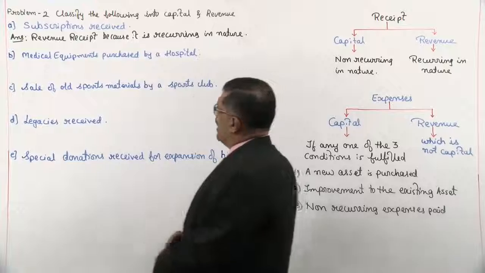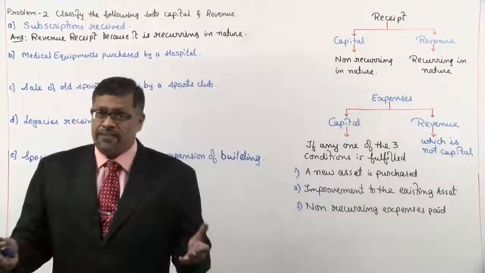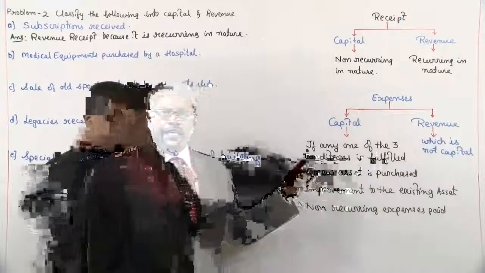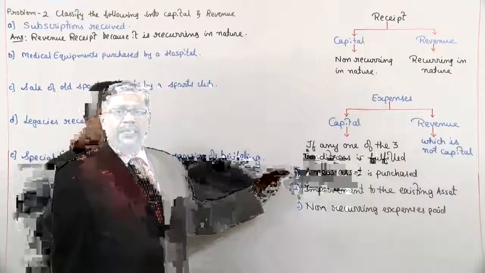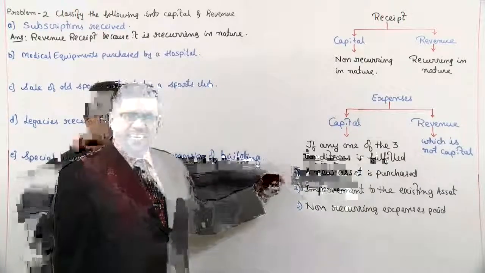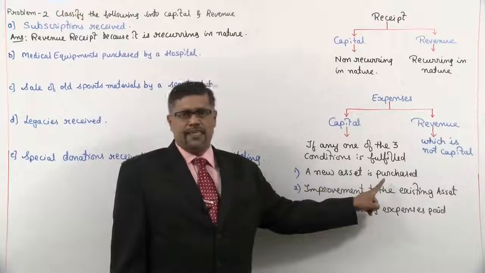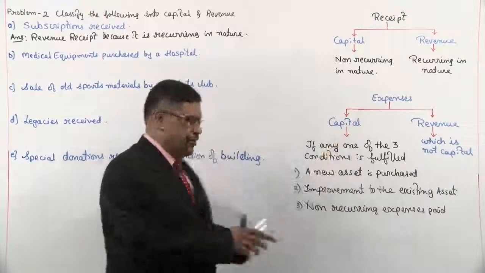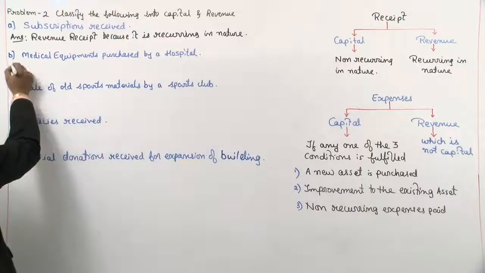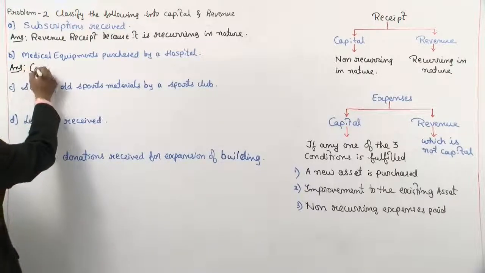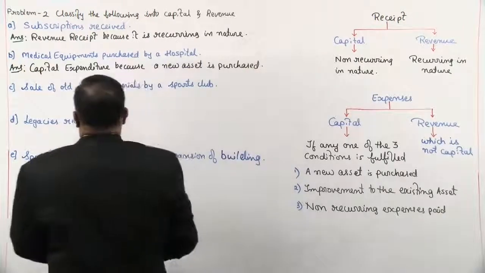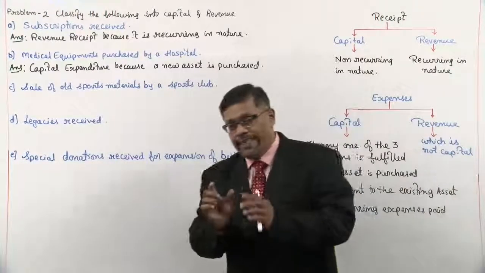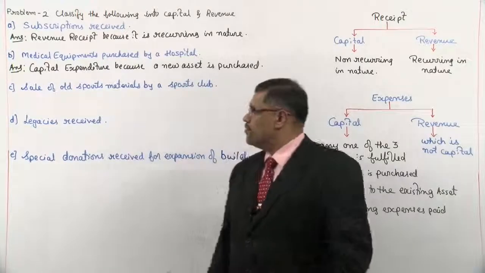Let's take the next one. Medical equipment purchased by a hospital. It's an expenditure. Let's see, is it capital or revenue? Capital if any one of the three conditions is fulfilled. By purchasing the medical equipment, a new asset comes into existence because a new asset is purchased. First condition is fulfilled. So it is called a capital expenditure. Here, the answer. It's a capital expenditure because a new asset is purchased. Write down what it is and the reason for that.